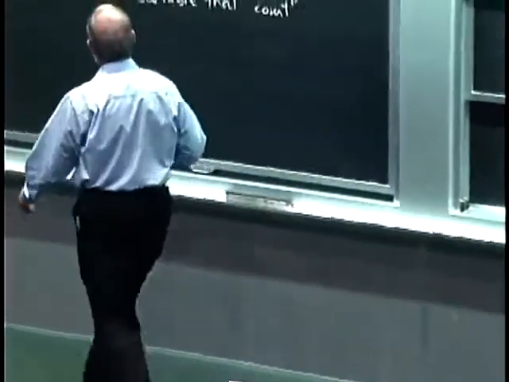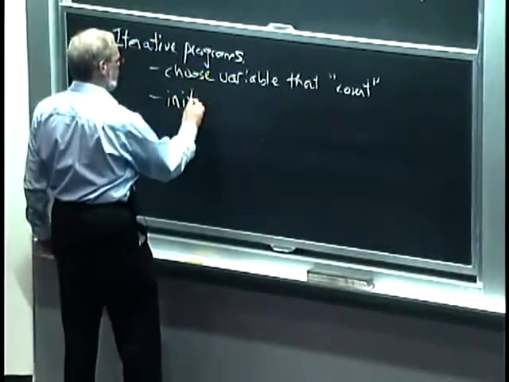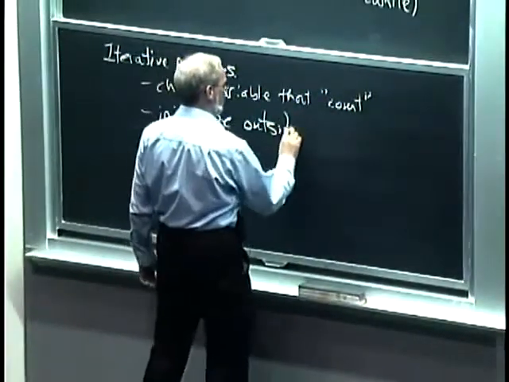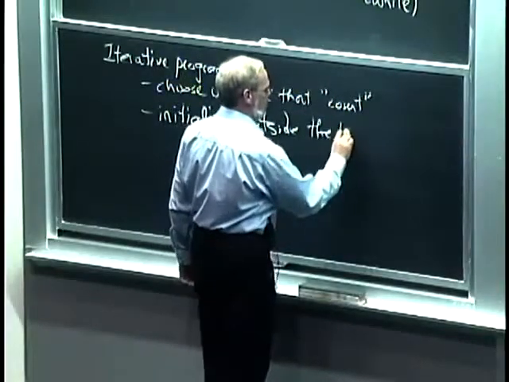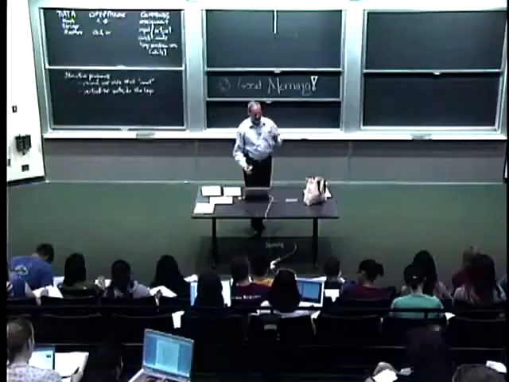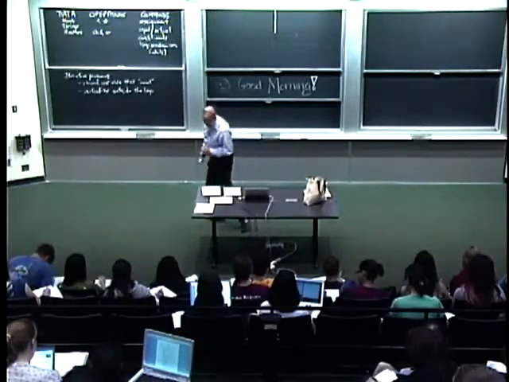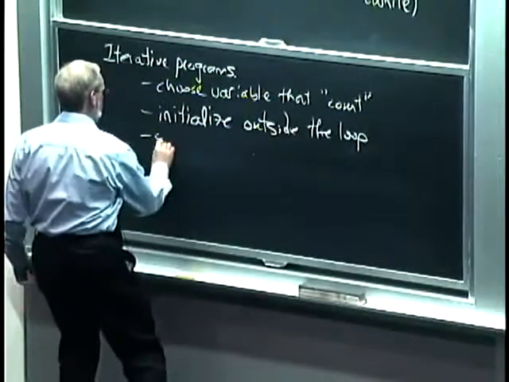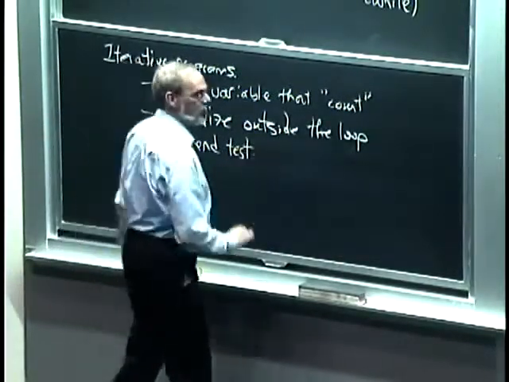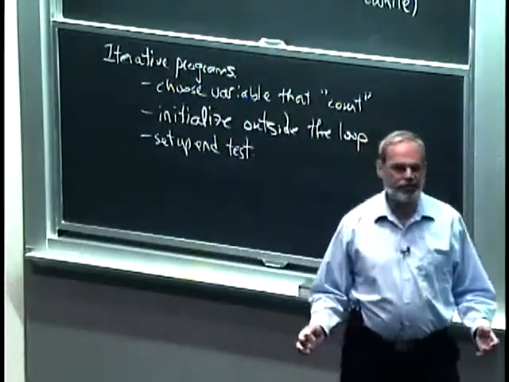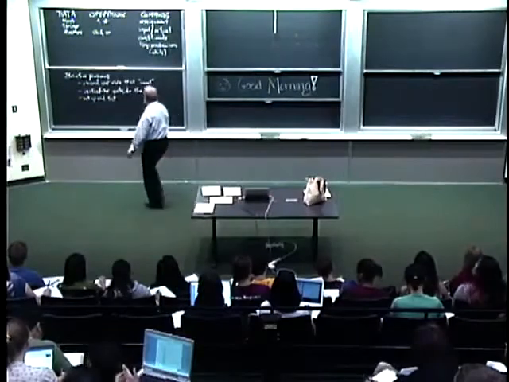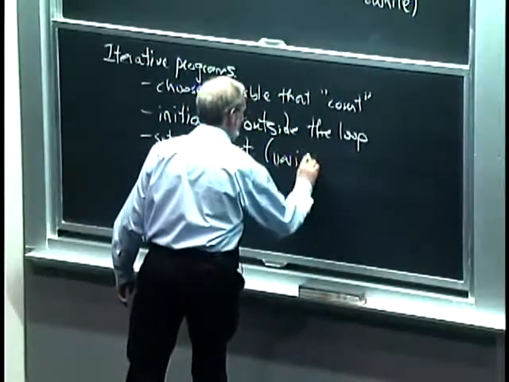The second thing I do, I need to initialize it. And I need to initialize it outside of the loop. That is, where do I want to start? And I need to make sure I have a command that sets that up. The third thing I'm going to do is set up the right end test. How do I know when I'm done with the loop? Obviously that ought to involve the variable in some way, or it's not going to make a lot of sense. So this includes the variable, since that's the thing that's changing.